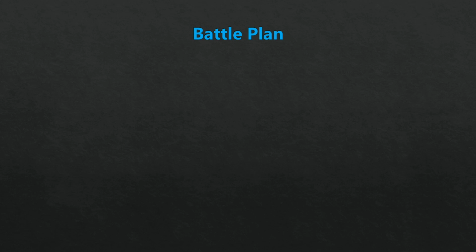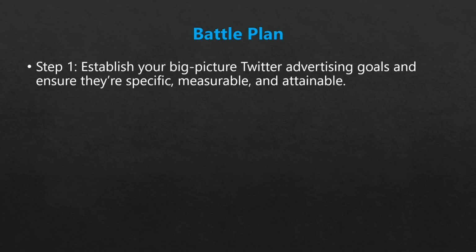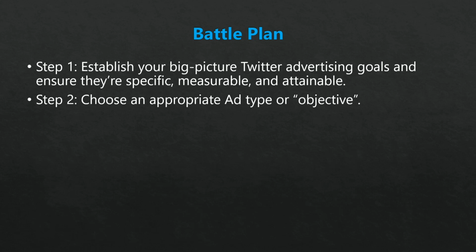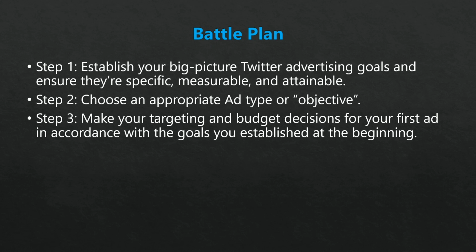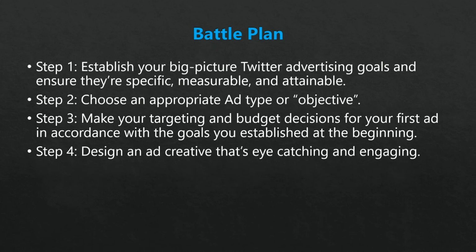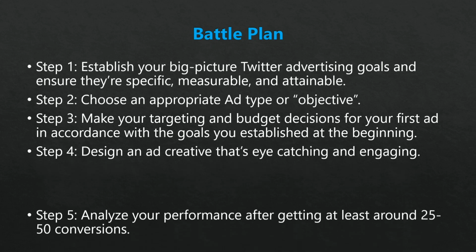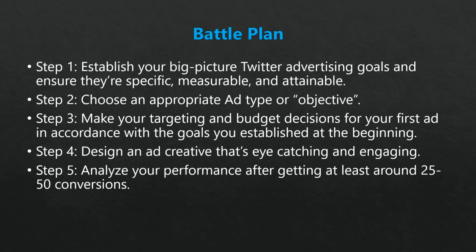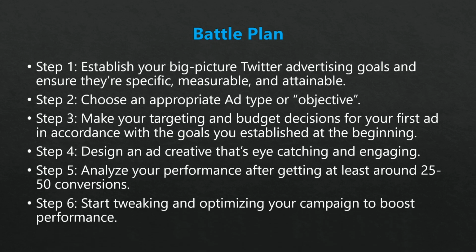Step 1. Establish your big picture Twitter advertising goals and ensure they're specific, measurable, and attainable. Step 2. Choose an appropriate ad type or objective. Step 3. Make your targeting and budget decisions for your first ad in accordance with the goals you established at the beginning. Step 4. Design an ad creative that's eye-catching and engaging. Step 5. Analyze your performance after getting at least around 25 to 50 conversions. Step 6. Start tweaking and optimizing your campaign to boost performance.